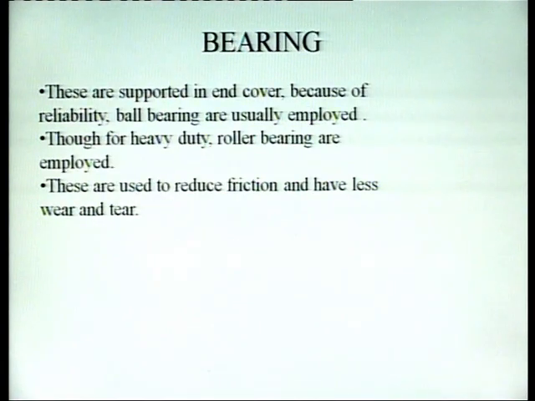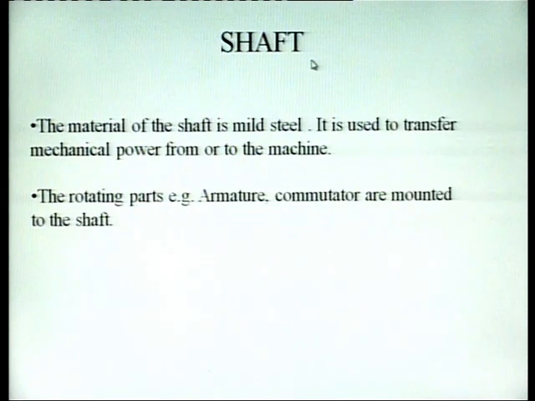Next part is bearing. These are supported in the end cover because of reliability. Ball bearings are usually employed. For heavy duty, roller bearings are employed. These are used to reduce the friction and have less wear and tear. So, bearings are used to reduce the friction.